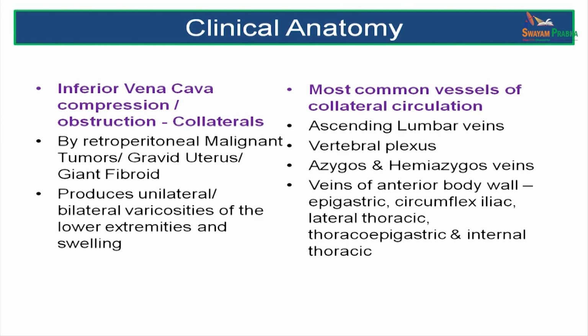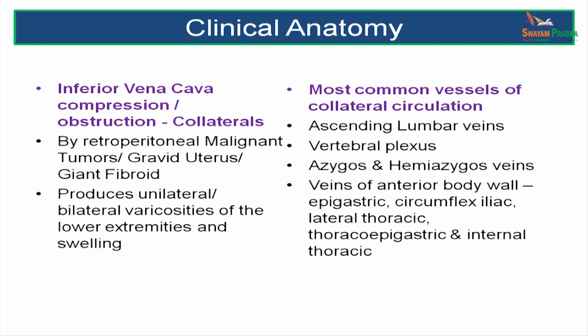Inferior vena cava compression or obstruction and the collateral channels. The inferior vena cava can be compressed because it is a vein and it has a thinner wall. It can be compressed by retroperitoneal malignant tumors, the gravid uterus or a giant fibroid. This produces unilateral or bilateral extremity varicosities and swellings.